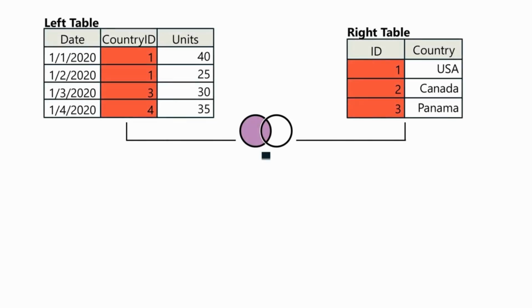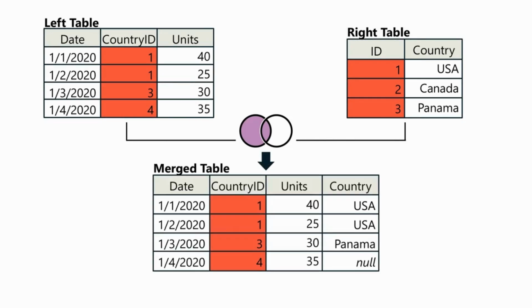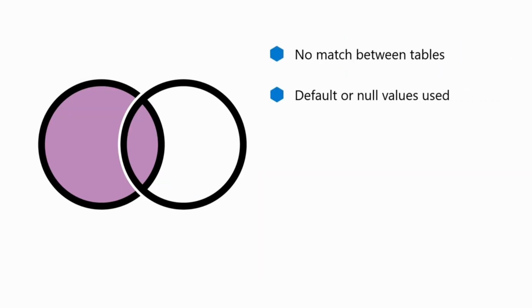First, let's start with a left outer join. If a left outer join is used, all rows in the left table are kept and the matching rows from the right table are merged in. If the left table is missing columns that the right table has, the columns are included as part of the merge. It is important to note that if there is no match for a row between the tables, default or null values will be used for columns where matching data is unavailable.